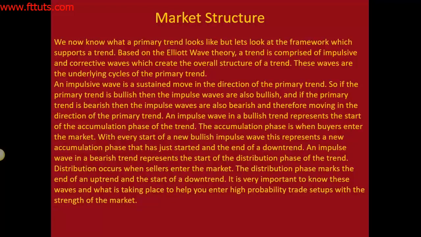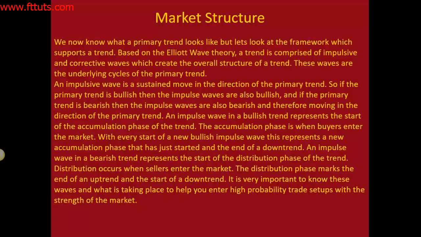An impulse wave is a sustained move in the direction of the primary trend. So if the primary trend is bullish, then the impulse waves are also bullish, and if the primary trend is bearish, then the impulse waves are also bearish, and therefore moving in the direction of the primary trend. An impulse wave in a bullish trend represents the start of the accumulation phase of the trend. You'll see better as I give you examples of this.